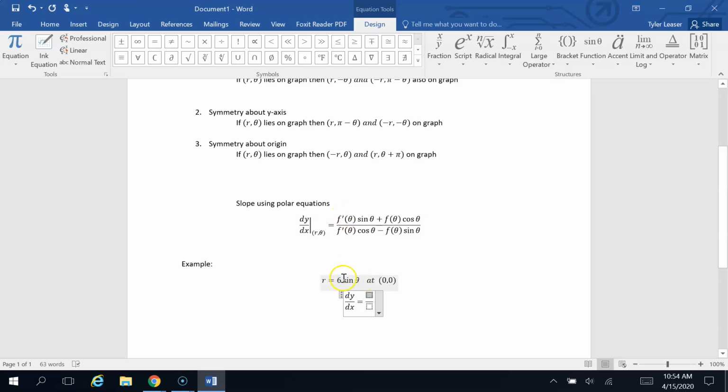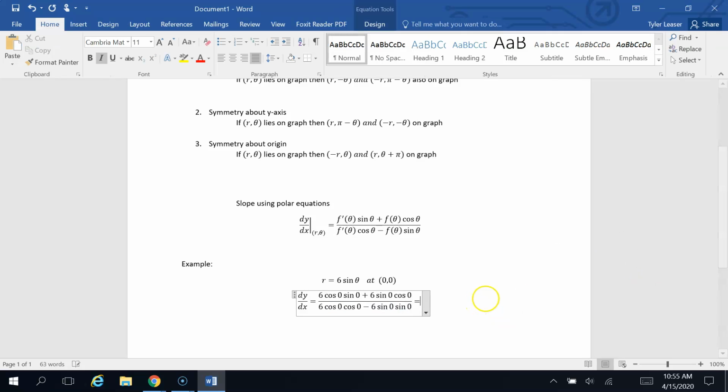So first thing is going to be the derivative of f. f is going to be what r is equal to. If r is 6 sine theta, that's going to be your f of theta. So we're going to take the derivative of 6 sine theta, which is 6 cosine, but it's not going to be of theta anymore, it's going to be of 0, times sine of 0, plus f of theta, which is 6 sine of 0, times cosine of 0, all divided by the derivative again, which is 6 cosine of 0, times cosine of 0, minus f of theta, 6 sine of 0 times sine of 0.